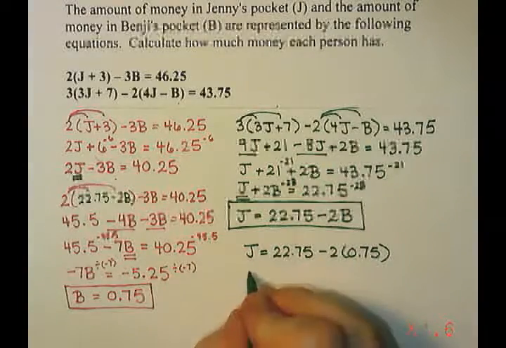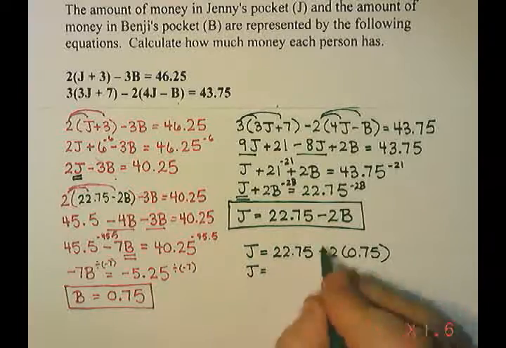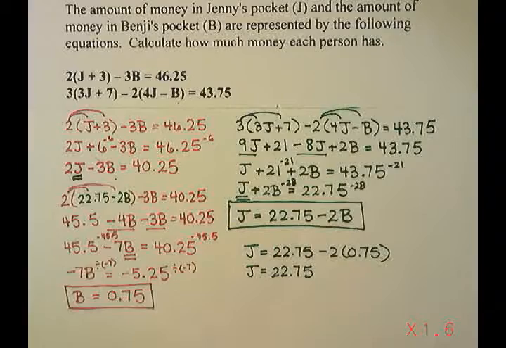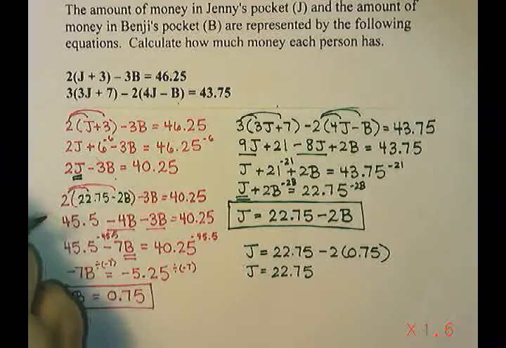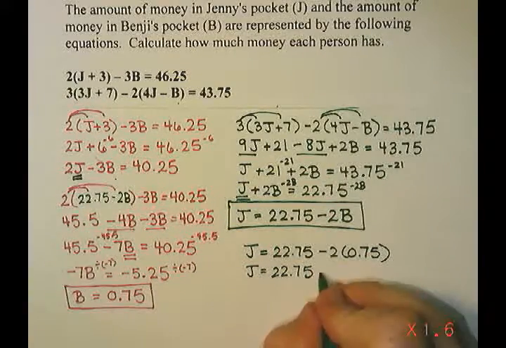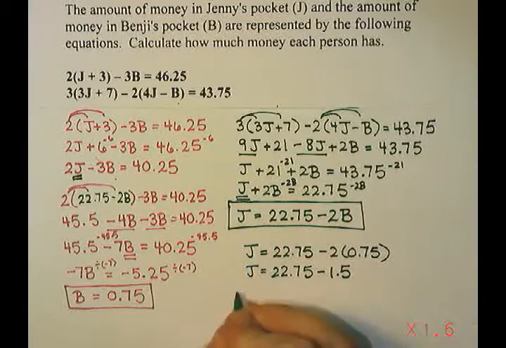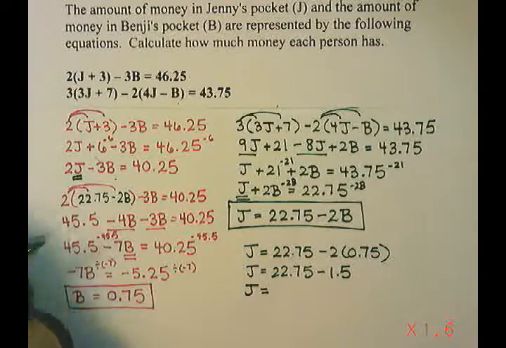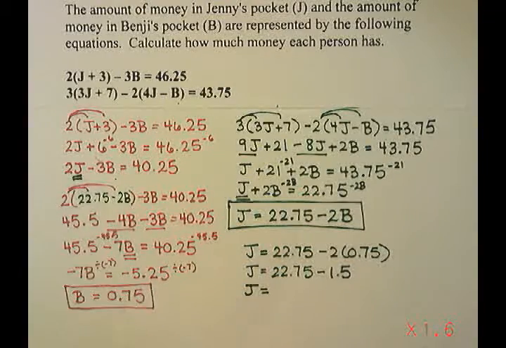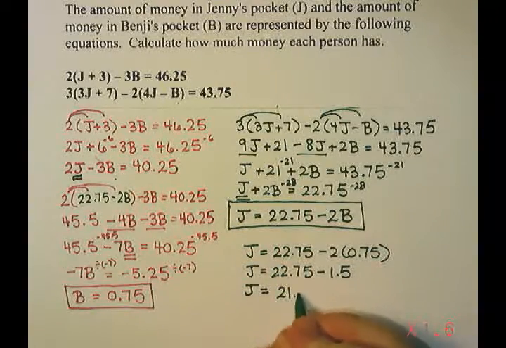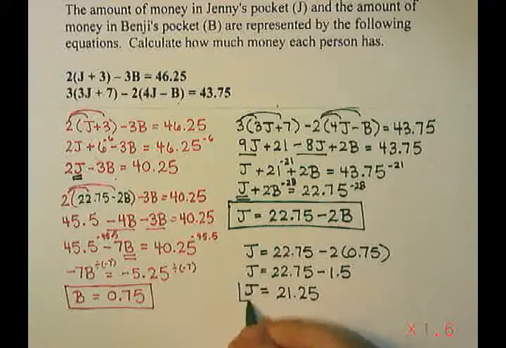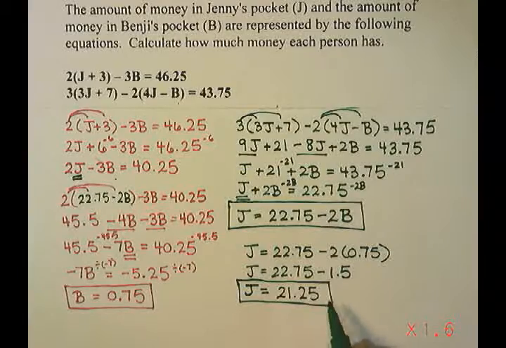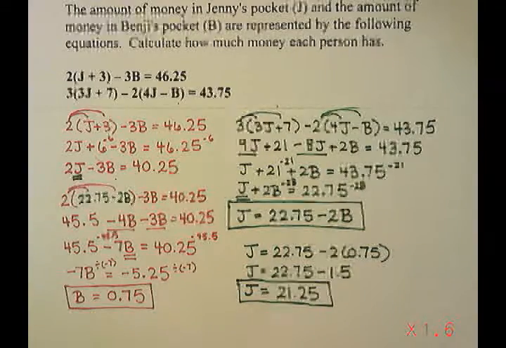Okay, we're going to use order of operations. Multiply first. So 22.75. Negative 2 times 0.75 is negative 1.5. So 22.75 take away 1.5 is 21.25. Which means that Jenny has $21.25 and Benji has 75 cents.